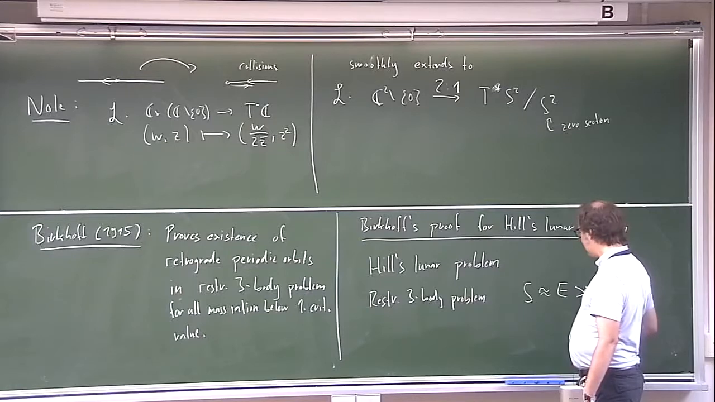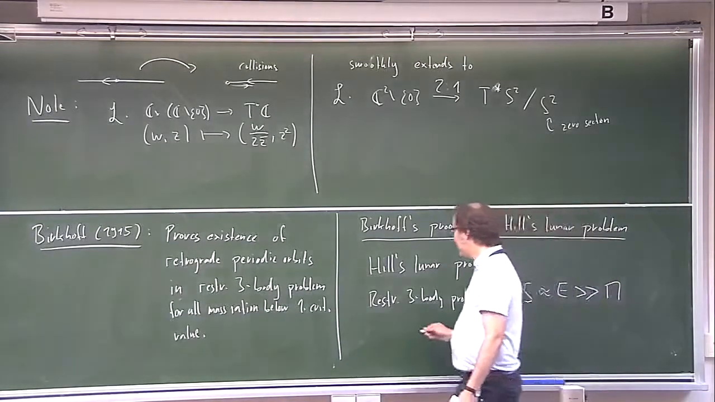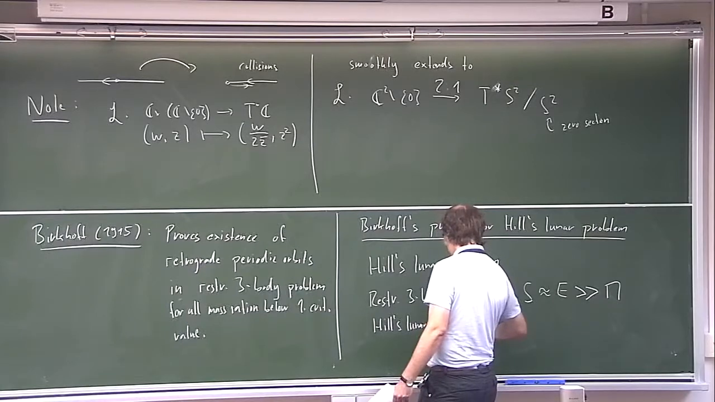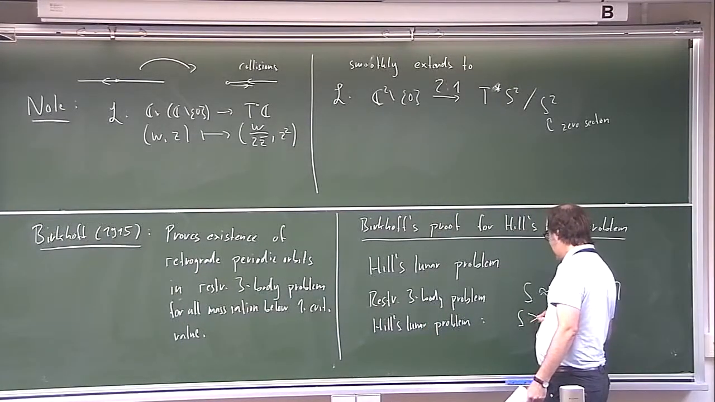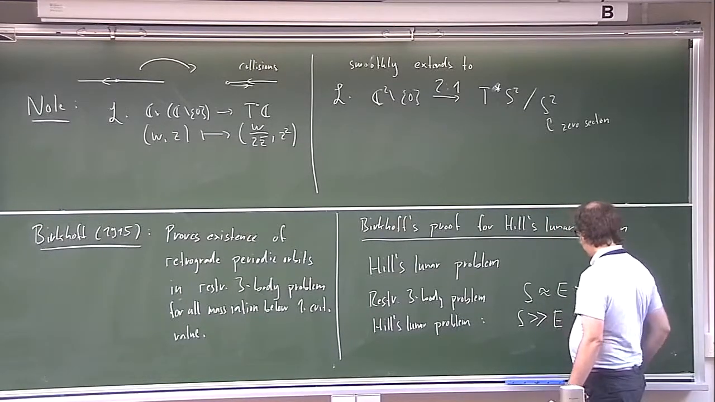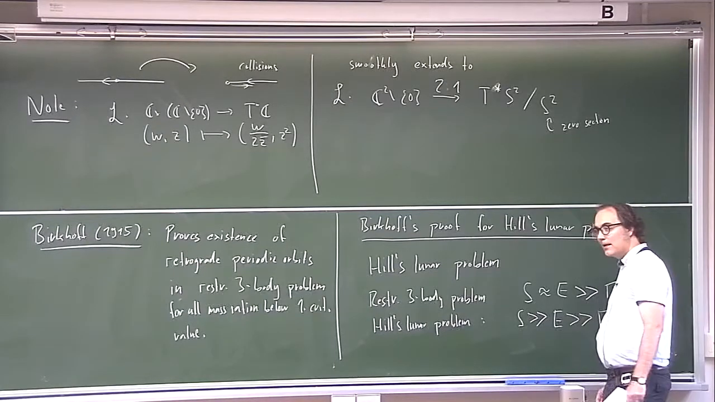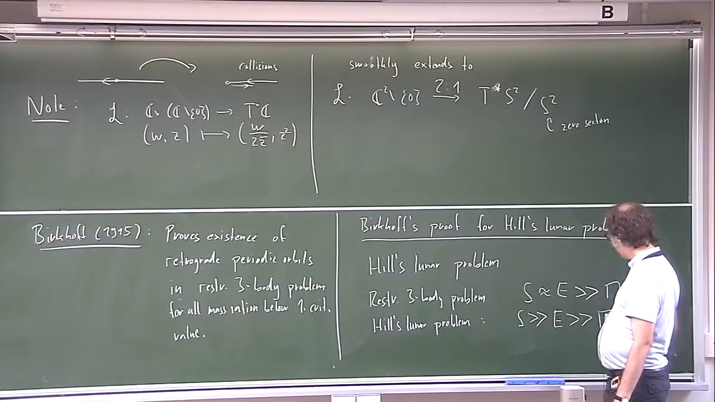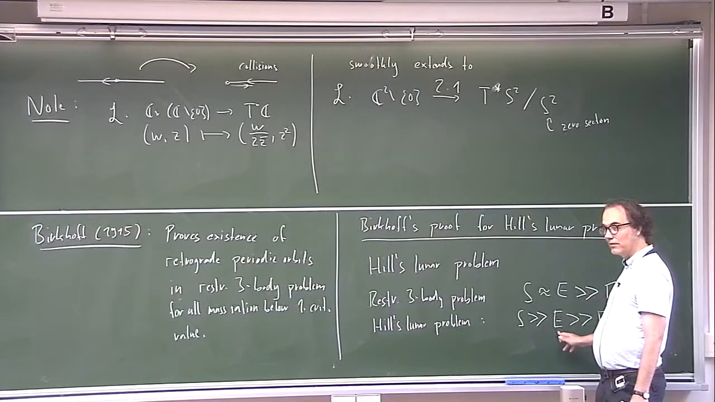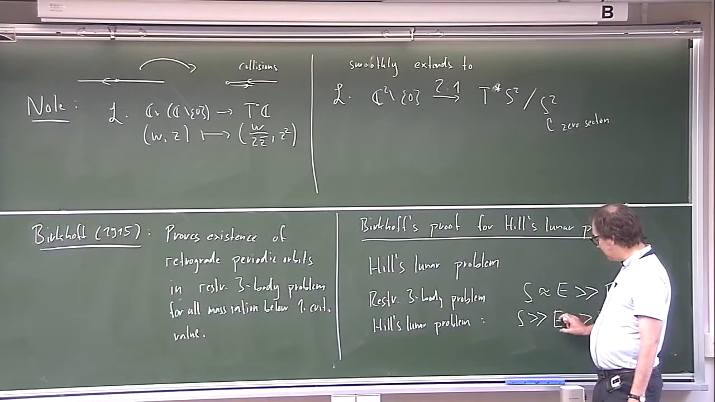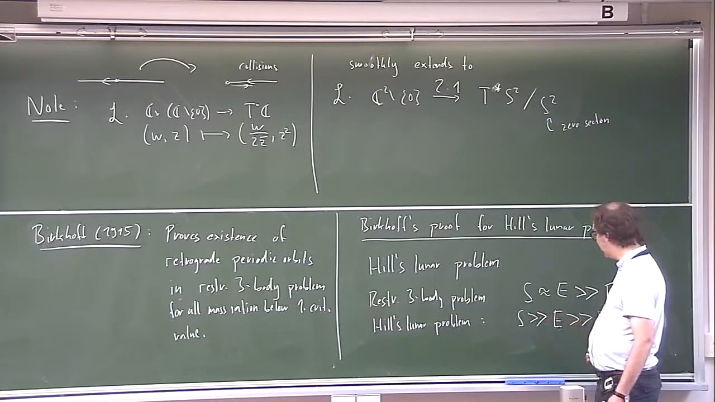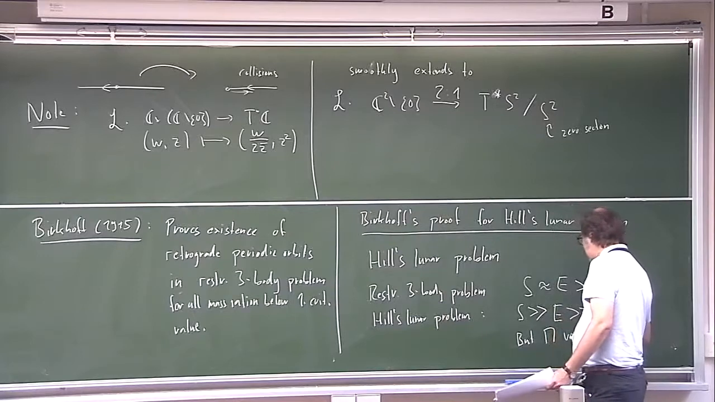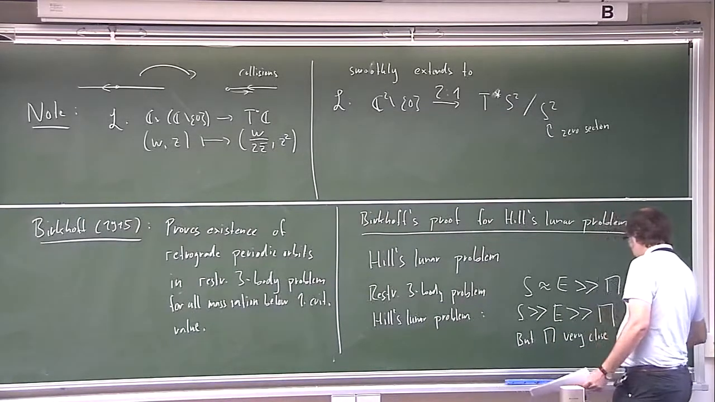And in Hill's lunar problem, you cannot compare anything anymore. In Hill's lunar problem, the Sun is extremely much heavier than the Earth, and the Earth is extremely much heavier than the Moon. Now you can think you can basically ignore the Earth because the Sun is so heavy, but this is not true, because what you assume in Hill's lunar problem is that the Moon is very close to the Earth. Because it's very close, the forces are still comparable. But M very close to E.